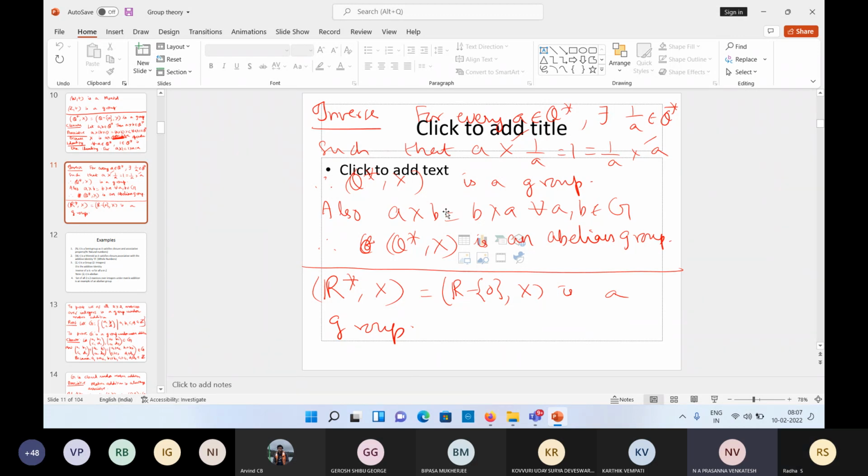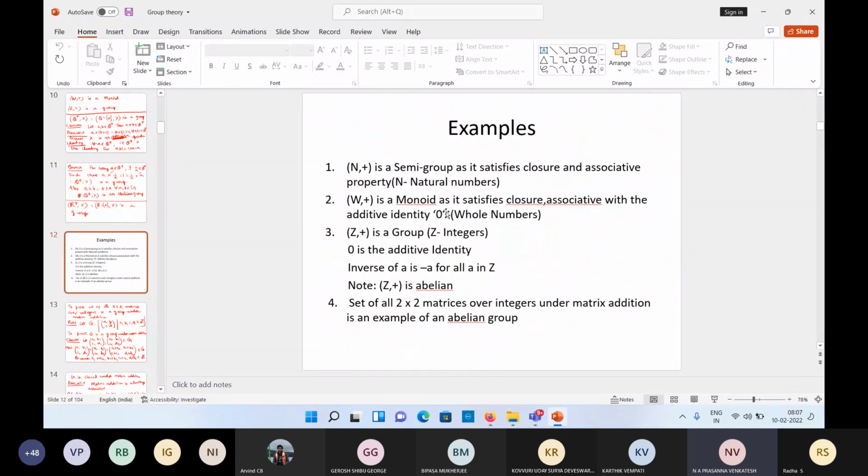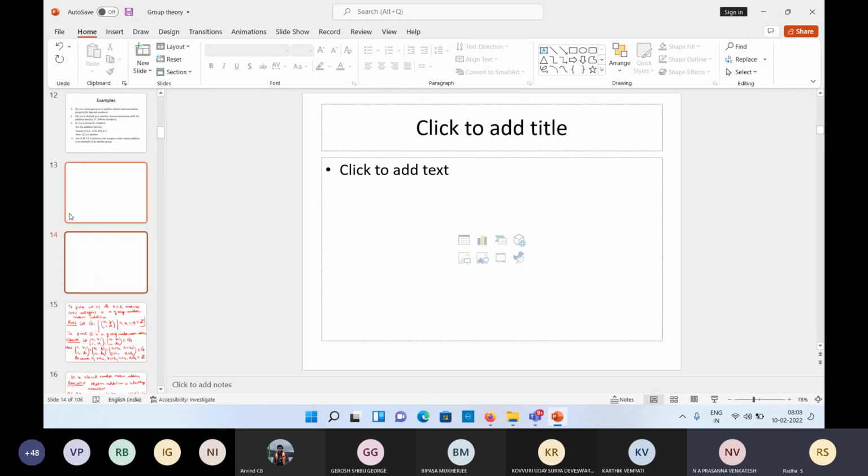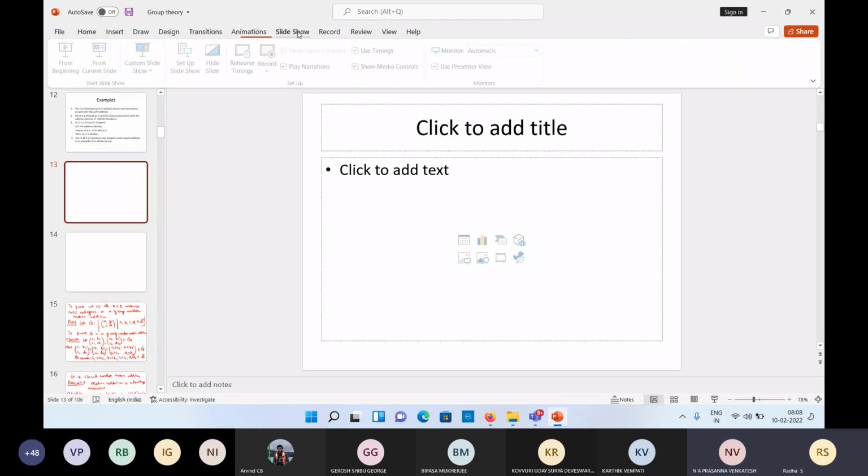Then for group, the set of all integers under addition is a group. Correct? Yes, ma'am. Even if we have many more examples, such as the set of all 2 by 2 matrices over integers, what do you mean by over integers? I think you know this concept. If you have studied linear algebra, you know what it means.